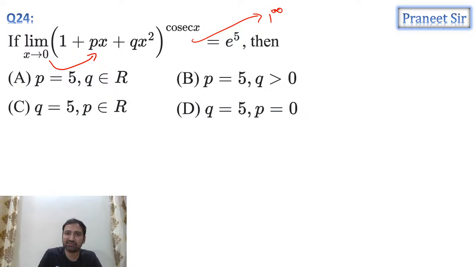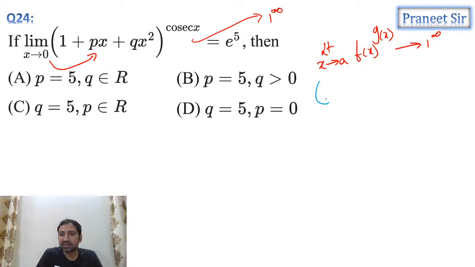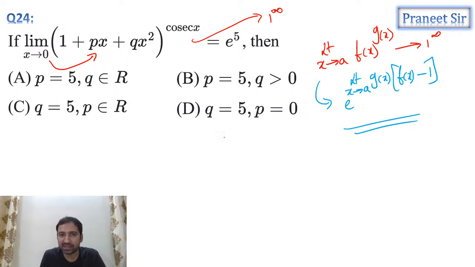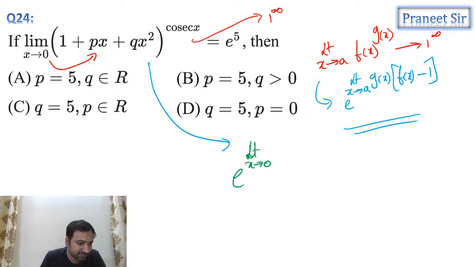For 1 power infinite, we have a formula. Limit x is tending to a, f of x to the power of g of x. Whenever it is 1 power infinite, we can write this limit x tending to a, f of x whole power g of x as e power limit x tending to a, g of x into f of x minus 1. We have this formula. If we use this formula, this is becoming e power limit x is tending to 0.